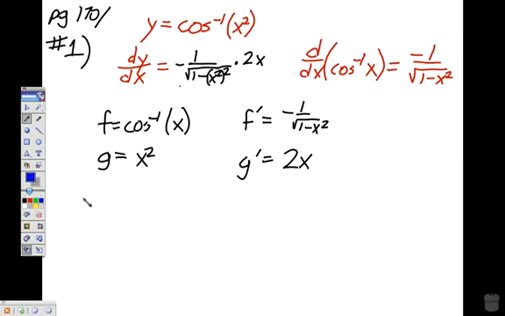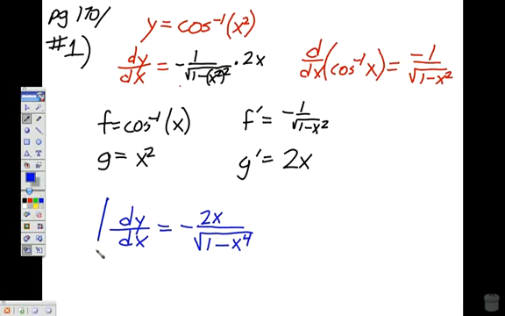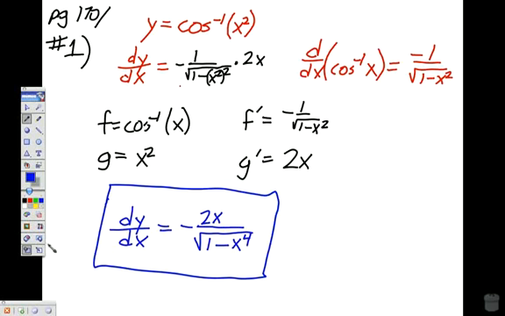Then our final answer here, doing a very minor amount of simplification on this, -1 times 2x, so we've got -2x all over the square root of 1 minus x squared squared is x to the 4th. And there's our answer, -2x over the square root of 1 minus x to the 4th.